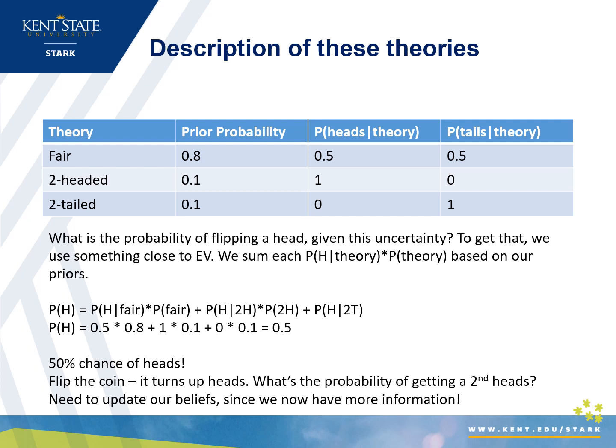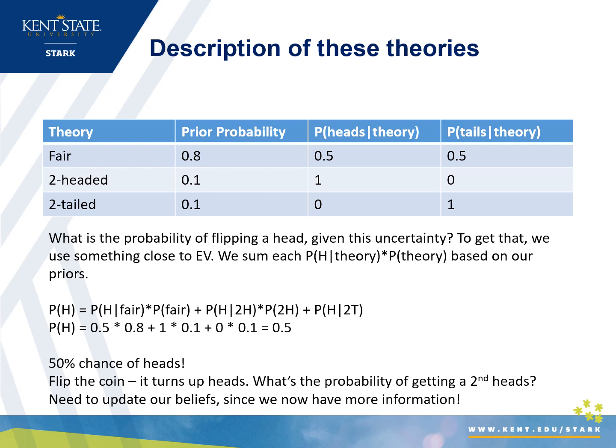Another theory is that it's two-headed. Now you gave this a prior probability of 10%. You think there's a 10% chance that this is the case. Well, if it's a two-headed coin, then the probability of heads, according to that theory, is 100%. But if you flip the coin, it's going to land on one head or the other head, right? Which means the probability of tails is 0, according to that theory.